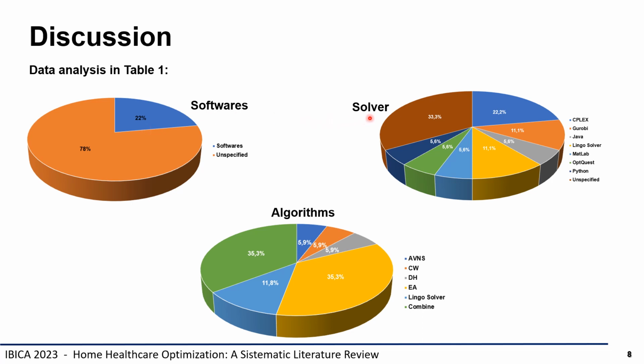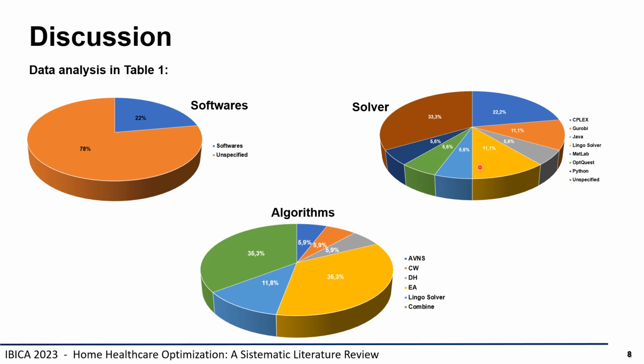In terms of solver, 22.2% of the works present mathematical models developed in Simplex, 11.1% present models developed in Gurobi, and 11.1% in Lingo. Other tools such as MATLAB, OptQuest, and languages like Python and Java were also mentioned as optimization tools.